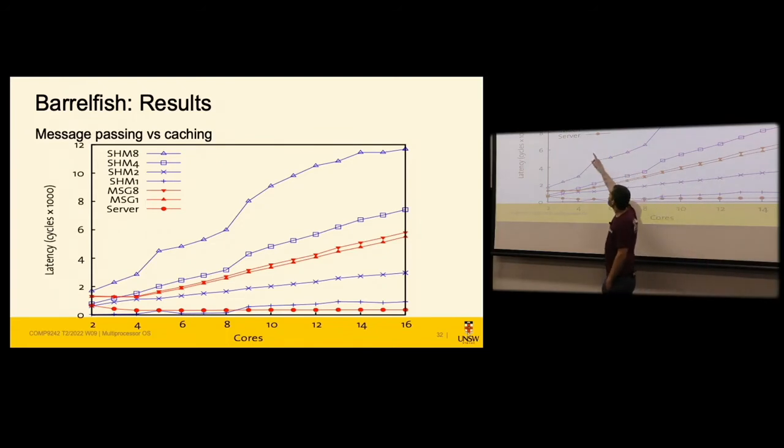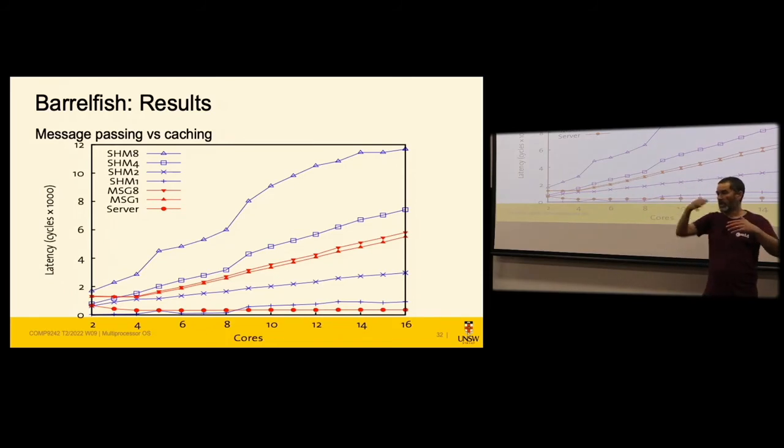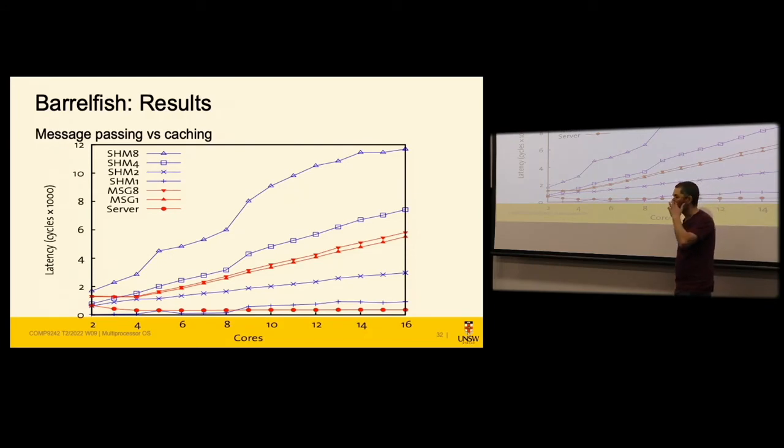We've got different options here. The blue ones are using shared memory. So there's a server and a bunch of clients, and they all map the same memory. They're all writing to the same memory as fast as possible, and all the clients need to write a certain number of times. SHM1 is 1 cache line, then 2, 4, 8 cache lines. We do this on 2 cores, on 4 cores, on 6, 8, 10, and so on. And then the red ones are using Barrelfish message passing.